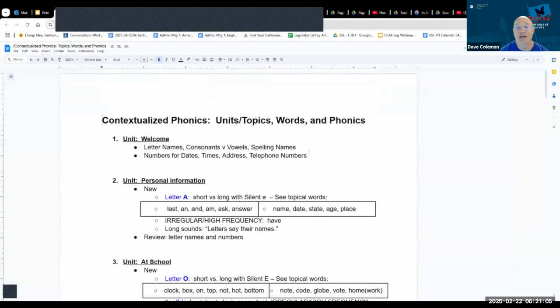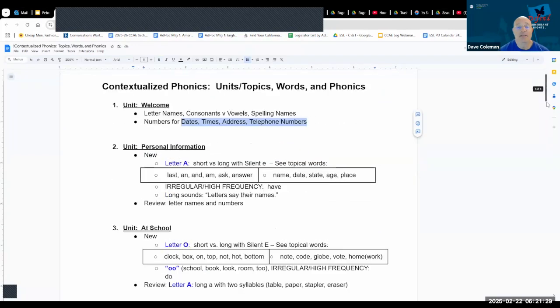We're not doing any real phonics rules aside from phonemic awareness and the basic symbols, the letter names, okay? Maybe contrasting the consonants with the vowels, and then spelling students' names, as well as using numbers for various usages, right? So what you can see in the next part is the personal information.